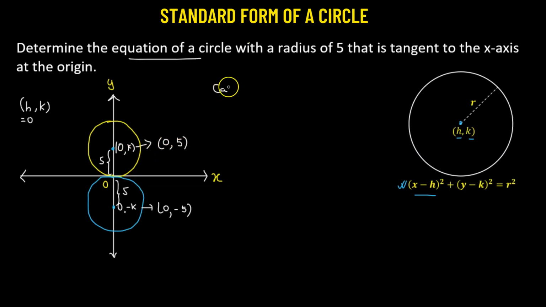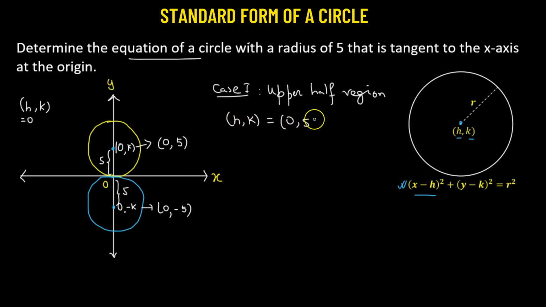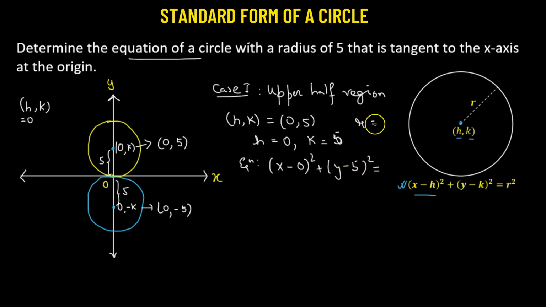Now that we have defined the center of the circle, we'll start with the first circle. So let's take case number 1. So we are in the upper half region. In this particular region, the center, which is h, k, we have found that this value is 0, 5, meaning the value of h is 0 and the value of k, which is the y coordinate of the circle center, is 5. Now using this formula, our standard equation is going to be x minus h. So h value is 0. We have x minus 0 whole squared plus y minus k. So we have k value is 5, y minus 5 whole squared equals the square of the radius. The radius is 5 units, so we have 5 squared. So this is going to be the equation of the circle in the upper half region.